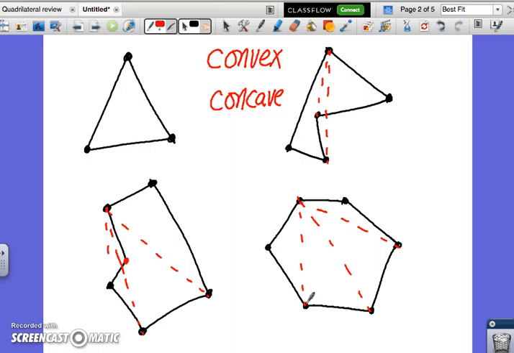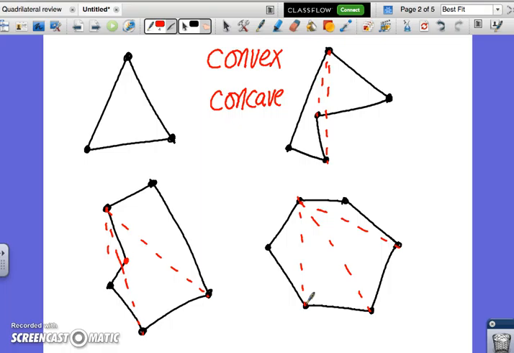So it's really easy to tell the difference between them. Convex means that all of the diagonals are inside of the figure. So which ones have diagonals that are completely inside the figure? That would be the first one and the last one. So those two are convex. Concave polygons are polygons that have at least one diagonal that passes outside of the figure. So obviously the second one and the third one, those two that have the diagonals outside, would be concave. So there's the difference between those as we characterize them, convex and concave.